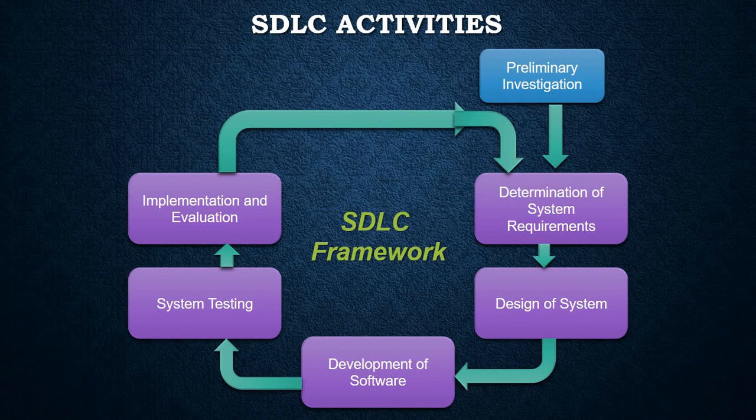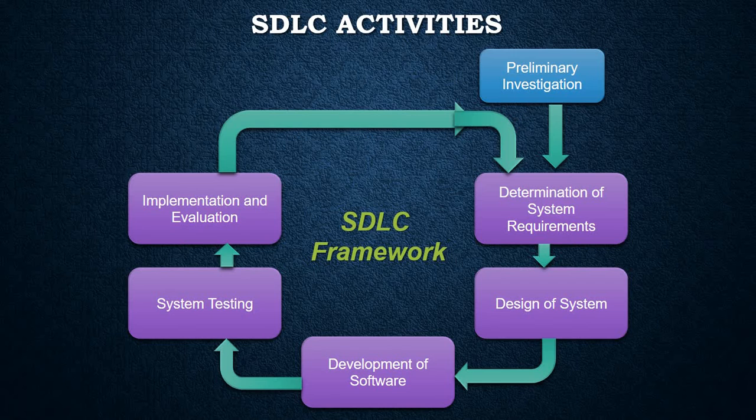The software development life cycle consists of these activities. The cycle starts with preliminary investigation, followed by determination of system requirements, design of system, development of software, system testing, and implementation and evaluation. The outcome of each stage is taken as input by the next stage. Each stage processes the outcome received by the previous stage, and generates a deliverable for the next stage.